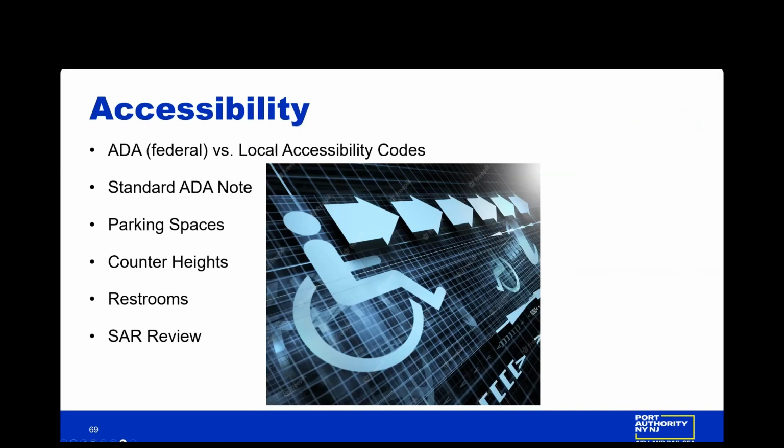Accessibility is a major factor. We look at federal ADA, we look at local accessibility codes. We include a standard ADA note as being required on all these documents where accessibility is required. We look at parking spaces, counter heights, we look at restrooms, and we have SAR review, which is above and beyond the building code reviews.